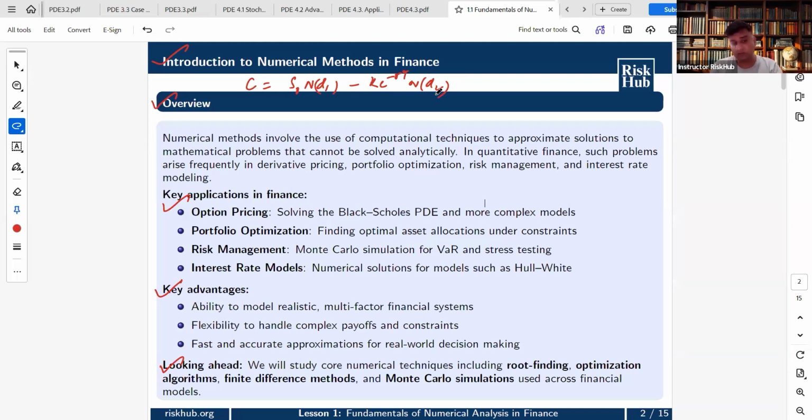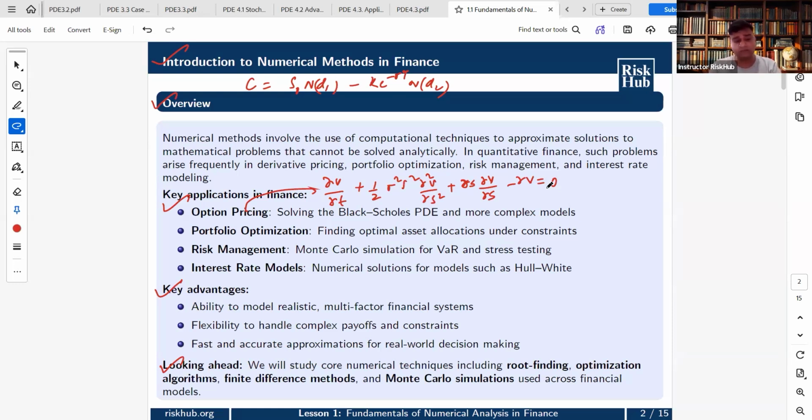The application in finance, first one is option pricing. In options, we often solve equations like the Black-Scholes PDE. A simplified Black-Scholes PDE for the option price is given in this format. You've seen it already. Okay, partial V by partial t plus 1/2 sigma squared S squared partial squared V by partial S squared plus rS partial V by partial S minus rV equals 0.